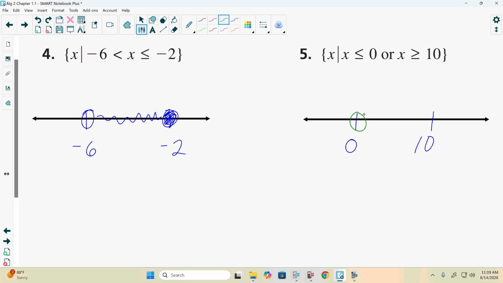Since they have that equal sign on both, they're both going to be closed. X is less than or equal to 0. Would we shade to the left or to the right? Left, because it's smaller, yes? Thank you. X is greater than or equal to 10. Would we shade the left or right? The right.